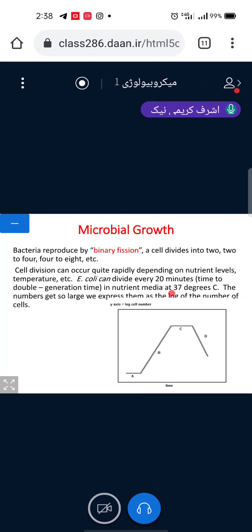Nutrient media at 37 degrees centigrade. The numbers get so large, we express them as the log of the number of cells. This is the growth curve of bacteria. About the growth curve of bacteria, I will explain next session.